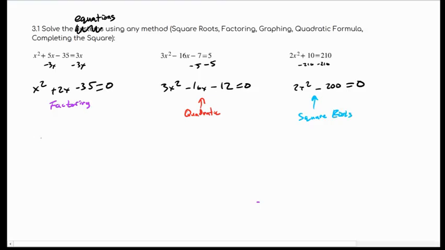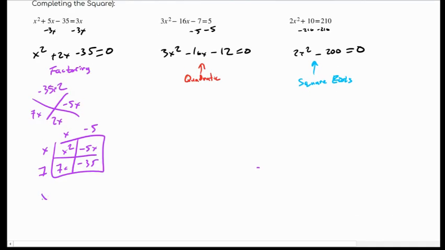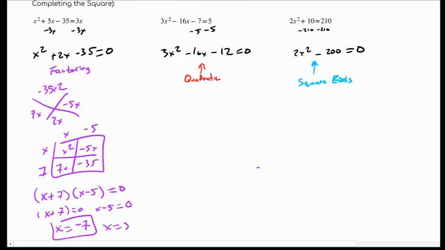So for factoring, let's see if it works out. Negative 35 for x squared and 2x looks like 7x and negative 5x. So factoring is going to work for this. First term, first box. Last term, last box. 7x, negative 5x. And so this all factors to x plus 7 times x minus 5 equals 0. I set each of those equal to 0 and solve to get x equals negative 7 and x equals 5.